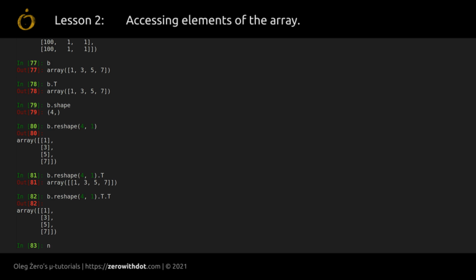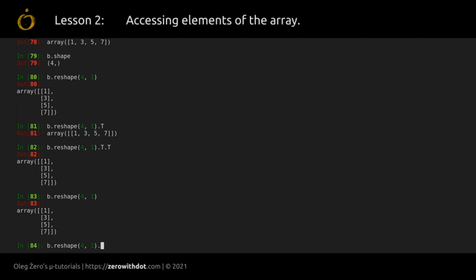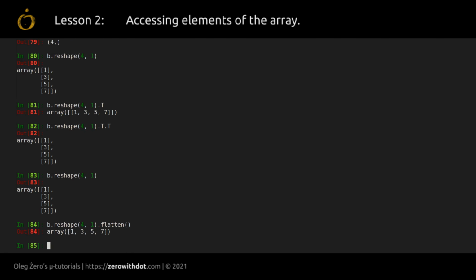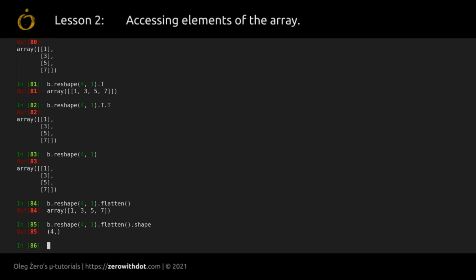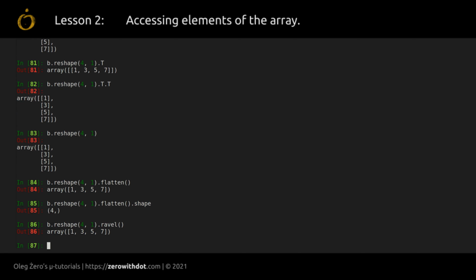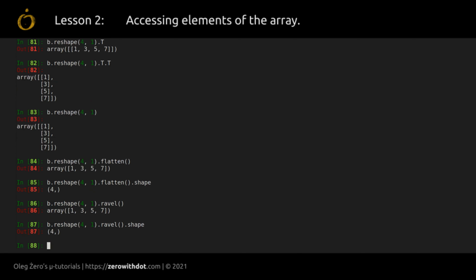So what if we want to come back from reshape 4 by 1 into this previous form? What we could do is to do flatten, and that will make it flat again, just like that. Flatten or ravel. It does exactly the same thing. So this is how we manipulate the shape.